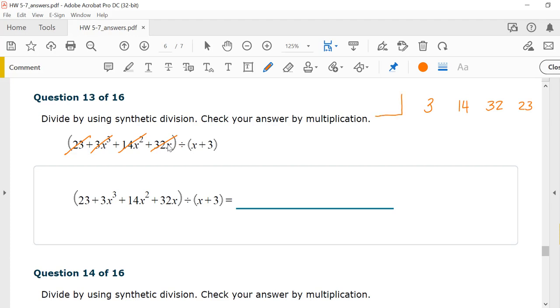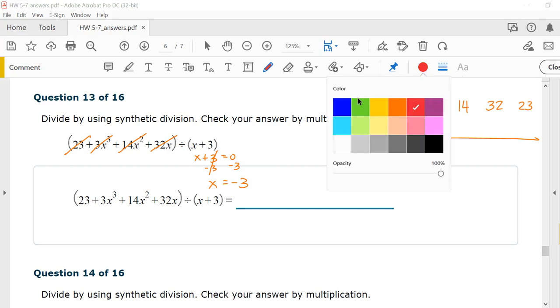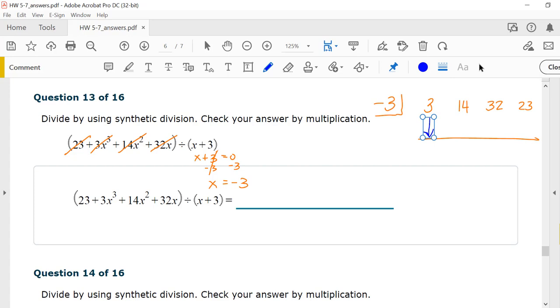In the half box, okay, I need to solve this for x. I have x plus 3 equals 0. I need to subtract 3 from both sides. So x equals negative 3. Negative 3 is what goes in the half box. I'm going to drop that first number straight down.